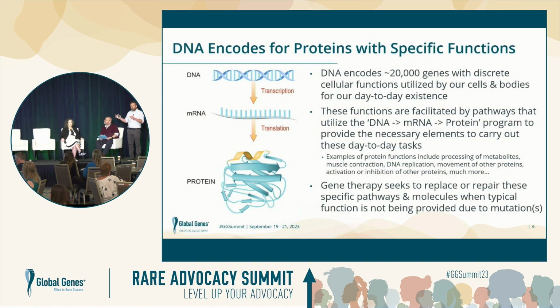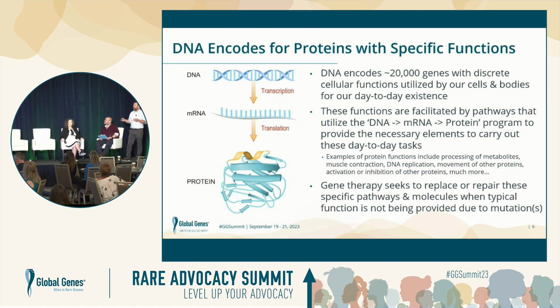This might be a little basic, but just as a reminder of why we're trying to do gene therapy, going back to the gene, the DNA that you have encodes for mRNA. I know there was a forum yesterday on mRNA therapy, but what mRNA does is serve as a mediator between DNA and protein. The protein is what actually has the function. The 3 billion bases encode about 20,000 genes that have discrete cellular functions, and those are used by our cells and bodies for our everyday existence, and you honestly have no idea that it's going on.